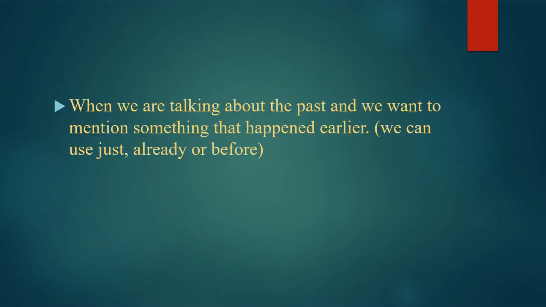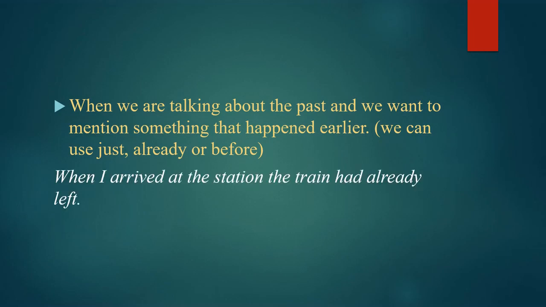So when do we use past perfect? When we want to talk about the past and we want to mention something that happened earlier. We can use just, already, or before in this case. For example, when I arrived at the station, the train had already left. So the train left before I arrived at the station. So we are talking about an action that happened before a specific time in the past.